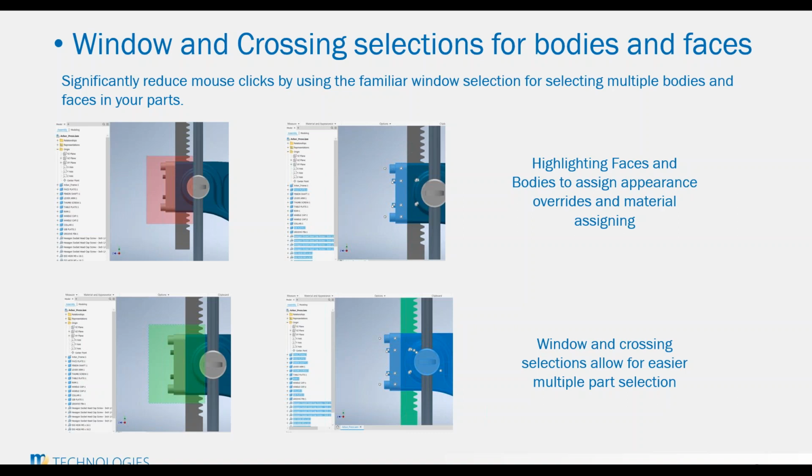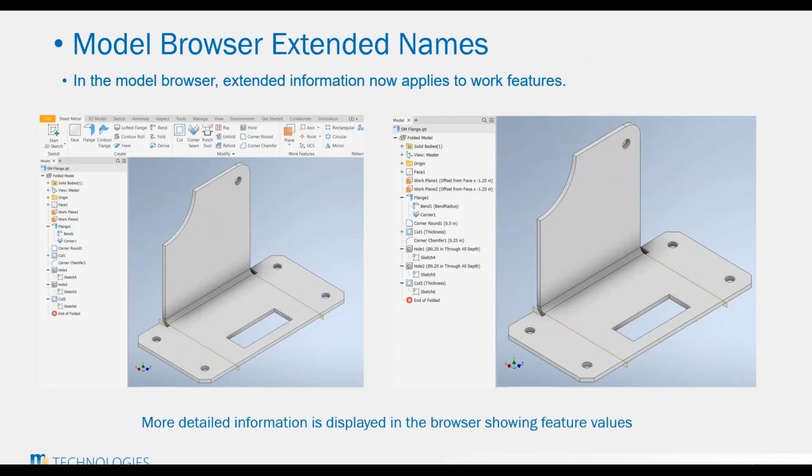Again, not sure how much of you use this, but if you were to set an override to a face or a body, what happened in the past was that it was a little bit clunky. Once you selected a part, it deselected when you selected another one. What they've done here is they've improved the crossing and window selection to basically eliminate clicks on setting multiple objects. And I'll move on to the next slide.